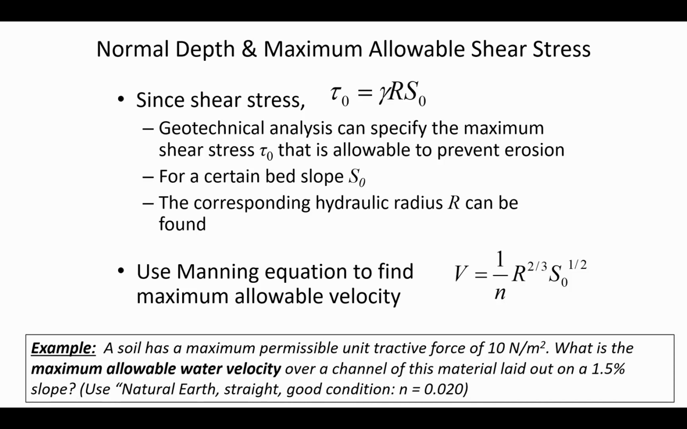So natural earth, and it doesn't tell us specifically what kind of soil, but we do know a little bit more about its specific characteristics because they've taken a sample of it into the lab and estimated what the shear stress is. But with this description of natural earth, straight, good condition, let's infer from that an n value that applies. The procedure that you should follow is solve for a hydraulic radius, and then substitute that hydraulic radius into Manning's equation and solve for the velocity.